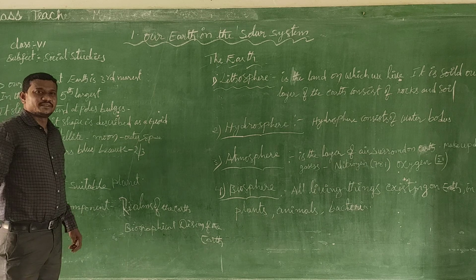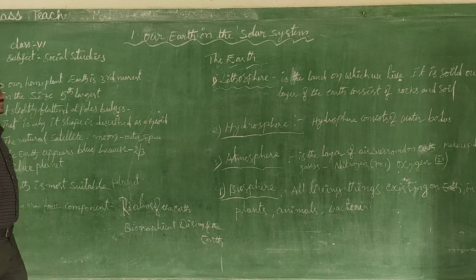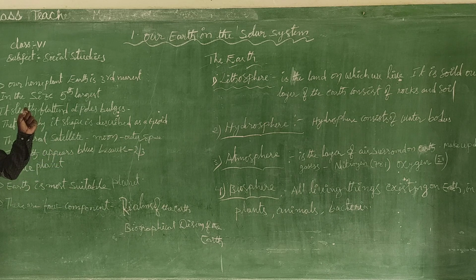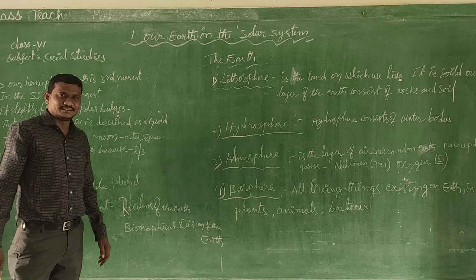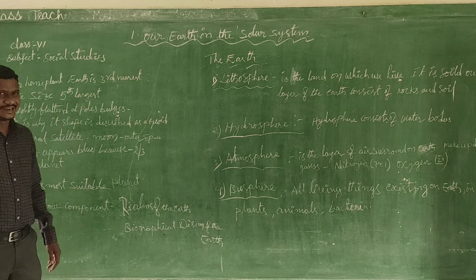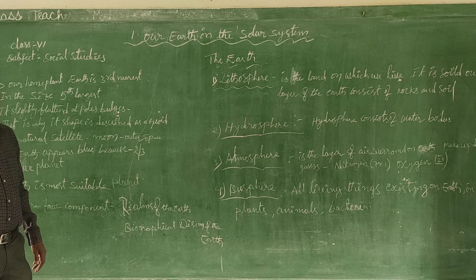Or in the solar system. Already in previous class, we have discussed the solar system, the Sun, and the 8 planets, children. Yeah, in the solar system, today the topic is the Earth. Earth is also one of the planets.